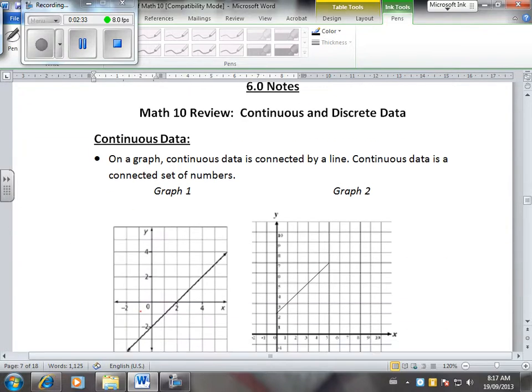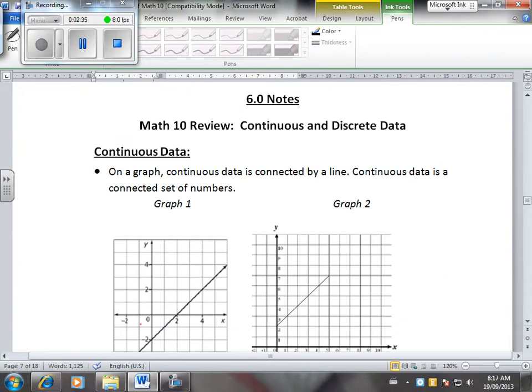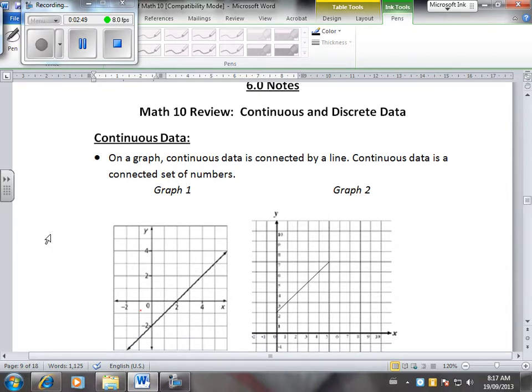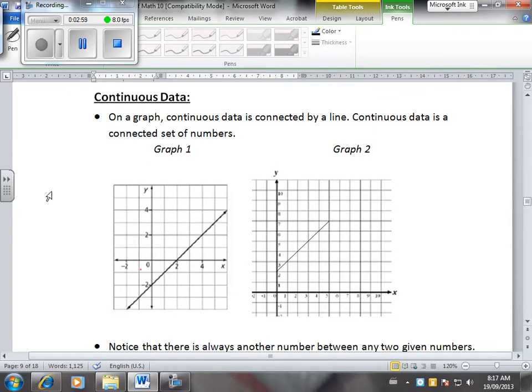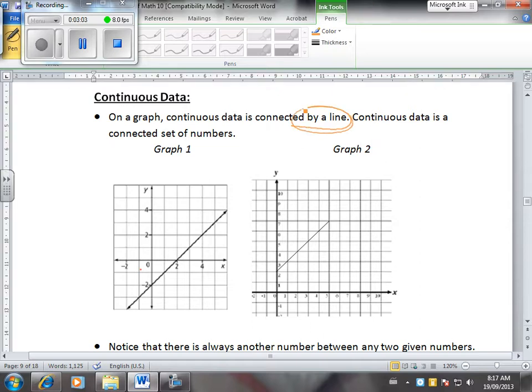So let's start on today's notes. So we're going to look at continuous and discrete data. Now this came up a little bit in the very first assessment assignment we did, that little math review that we did. And so remember that when we talked about it, it is basically just what the English word sounds like. So continuous, when you think of something being continuous, it doesn't stop, right? And so on a graph, continuous data is connected by a line. Okay, so it's a connected set of numbers.